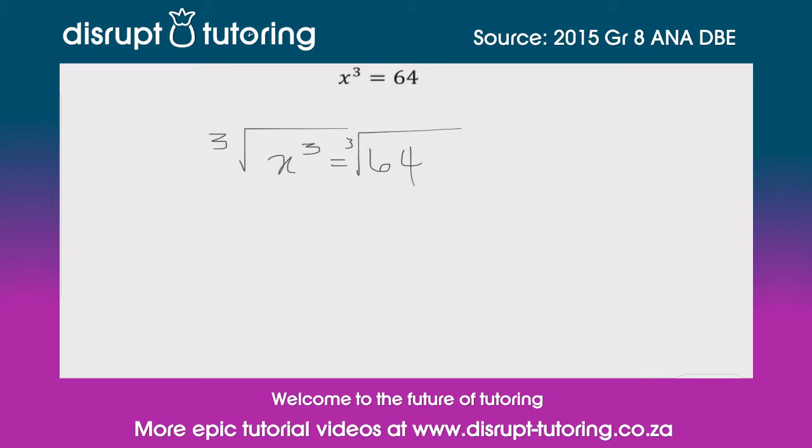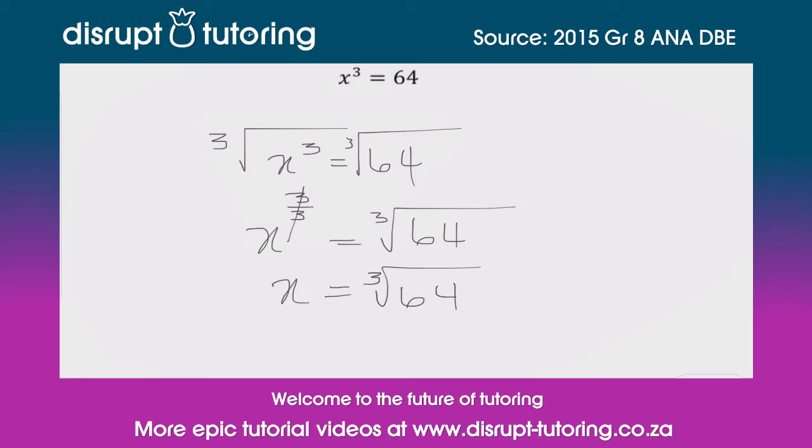So what does that mean? That means now that I've got this x cubed becomes x^(3/3). That's what this cube root means. And on the other side, I'm just going to leave it as the cube root of 64. So we know that those cancel and we're left with 1. So we're going to have x is equal to the cube root of 64. And we've accomplished our mission of getting the x by itself.